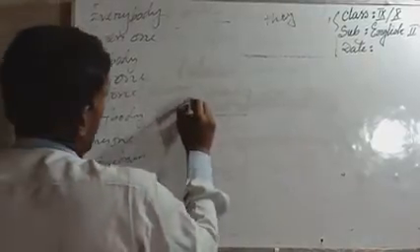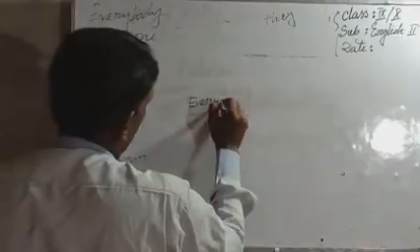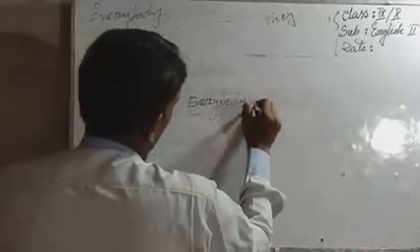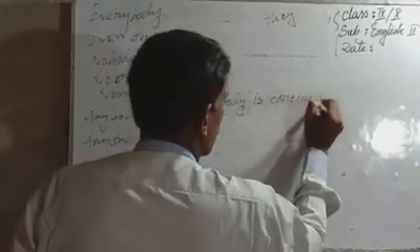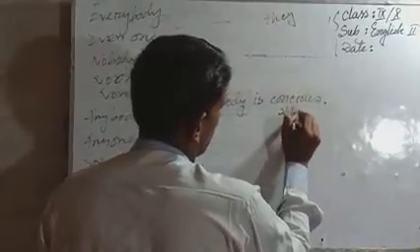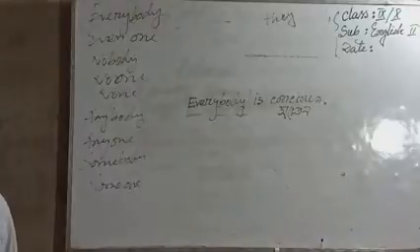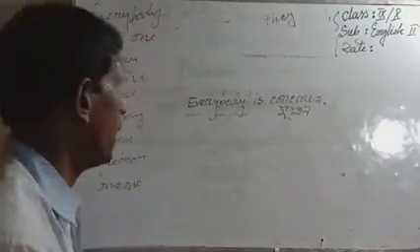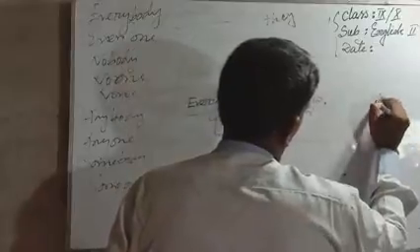So, dear students, everybody is conscious. Everybody is conscious. So we use they instead of everybody. They.